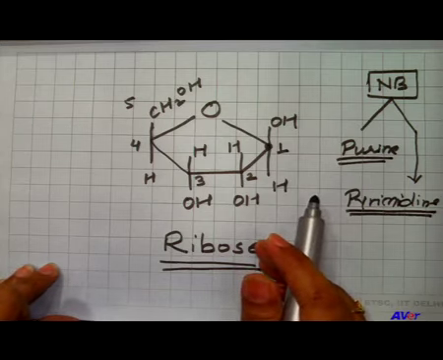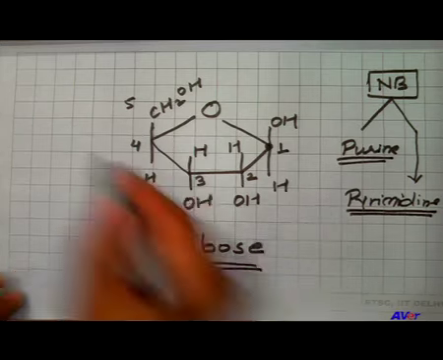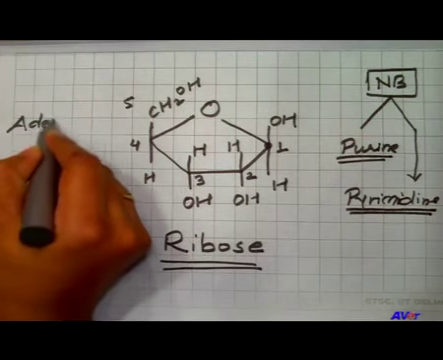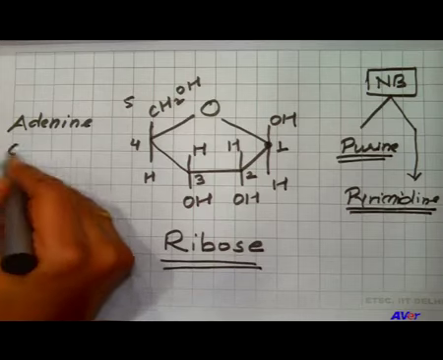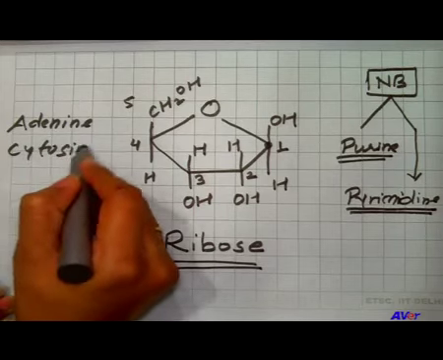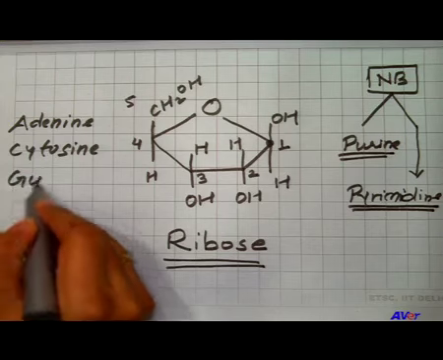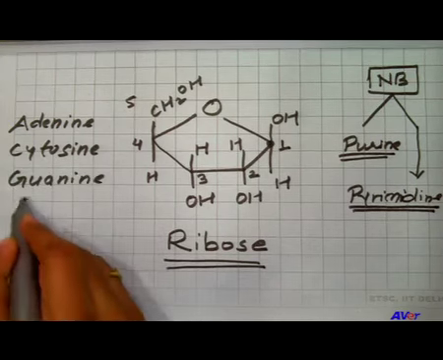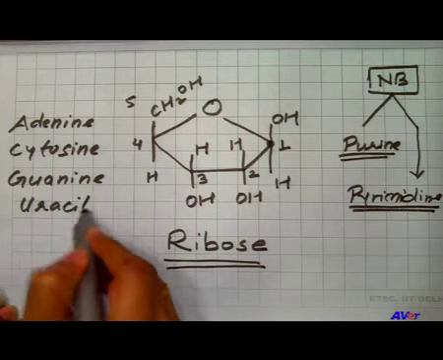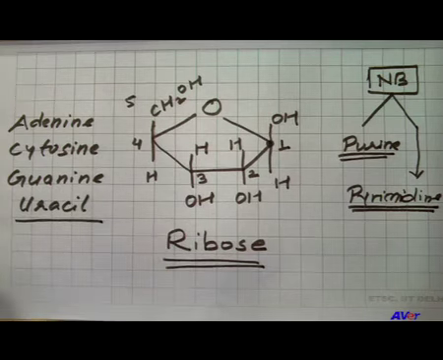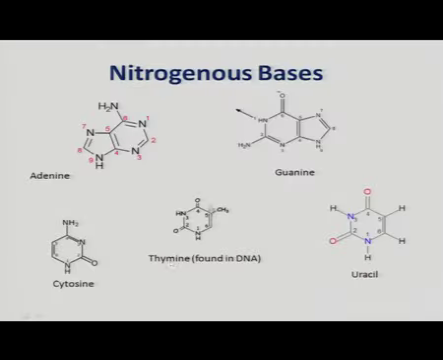So, out of 5 nitrogenous bases, only 4 are present, and those are adenine, cytosine, guanine and uracil. You can see the diagram of all these nitrogenous bases in the slide. This particular molecule is adenine, this one is guanine, this one is cytosine and this one is uracil, and this particular nitrogenous base is thymine, which is not found in the RNA, it is found in the DNA.